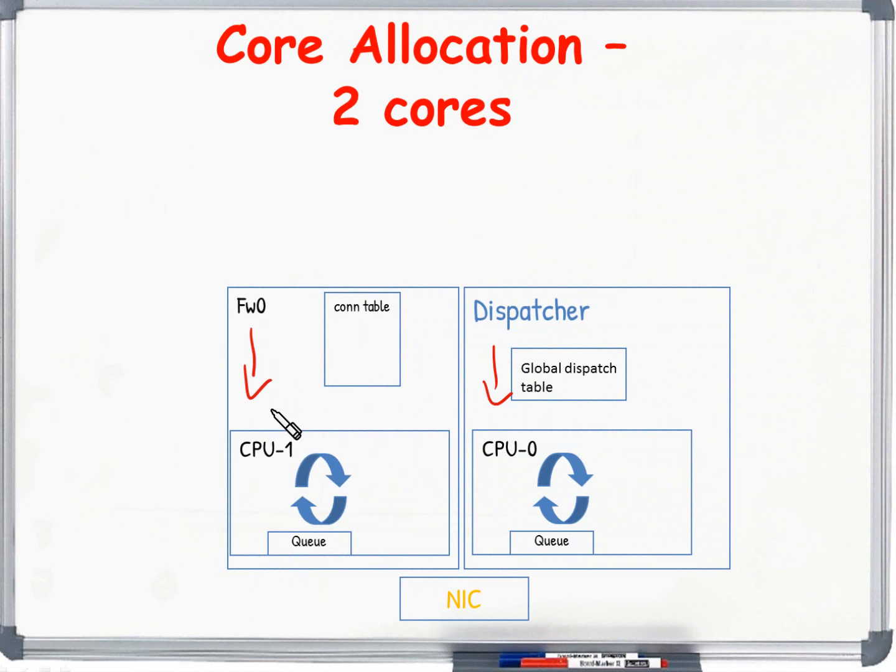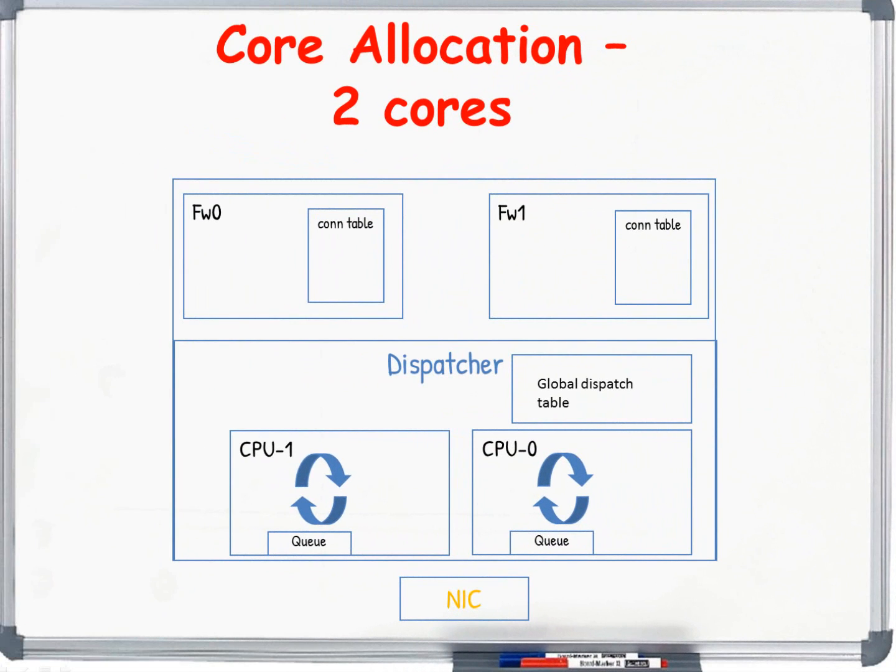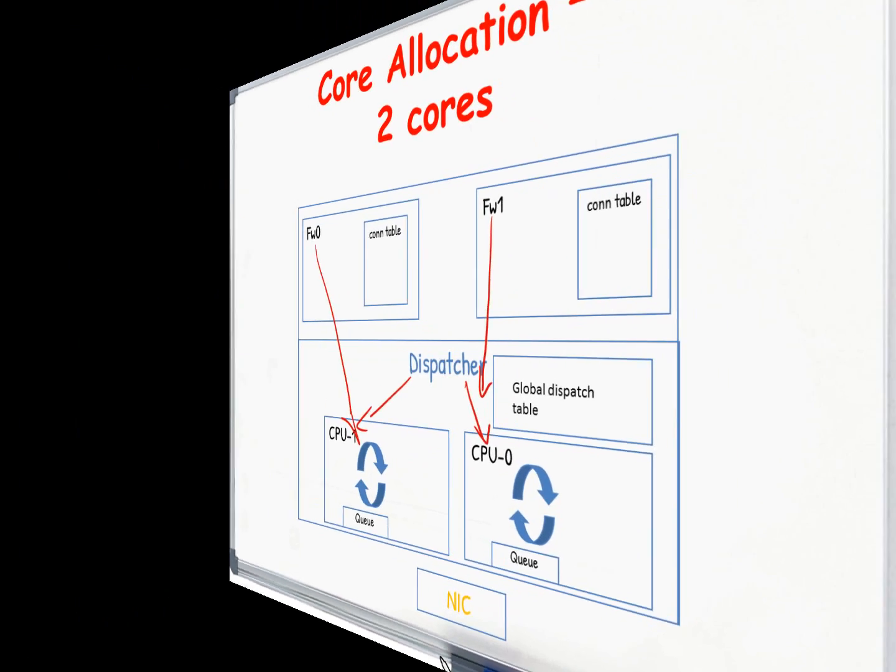And so what you could do when you have 2 cores is have one dispatcher that's bound to 2 CPUs and 2 firewall workers that are bound to the CPUs. So you're sharing 2 CPUs amongst the dispatcher, and you're sharing the CPUs amongst the firewall workers.